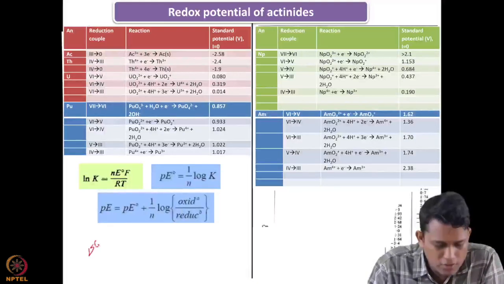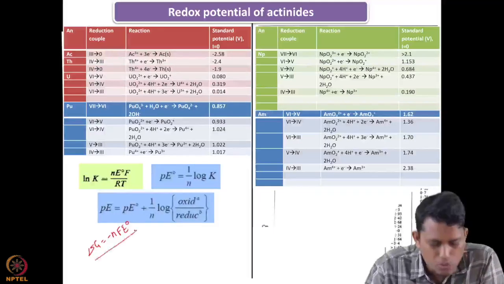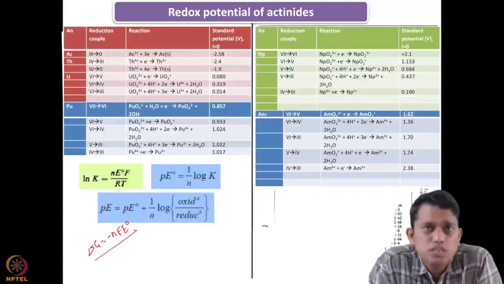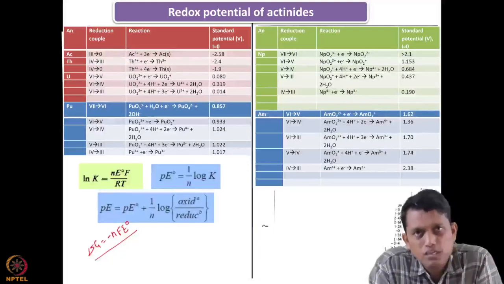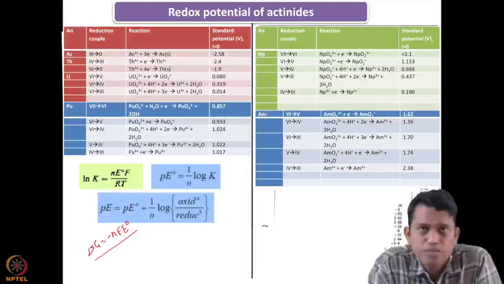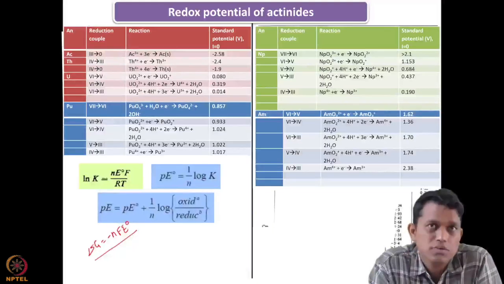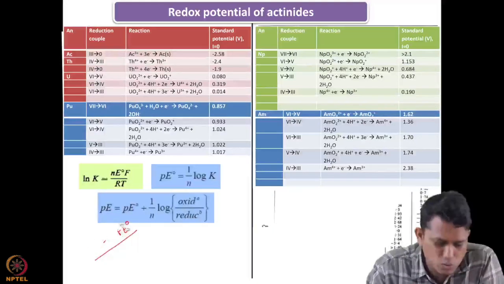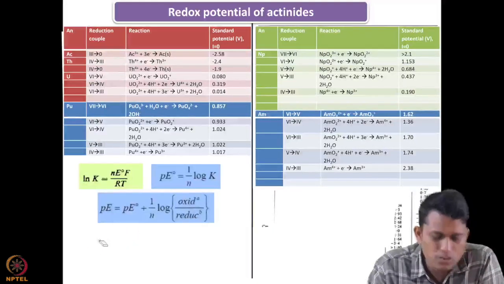But we have to see that these are all reduction couples, and you have to see the delta G values, that is nothing but minus nFE naught. So for the two reactions, you have to see whose E naught is more positive. If E naught is positive, it means delta G is more and more negative, so that reduction is more feasible. So if you have a couple whose reduction is more feasible compared to the other couple, then obviously the couple whose reduction is more feasible will go into the reaction rather than the one whose reduction is comparatively not feasible. So based on that, we can choose different couples and carry out this kind of reduction reaction.